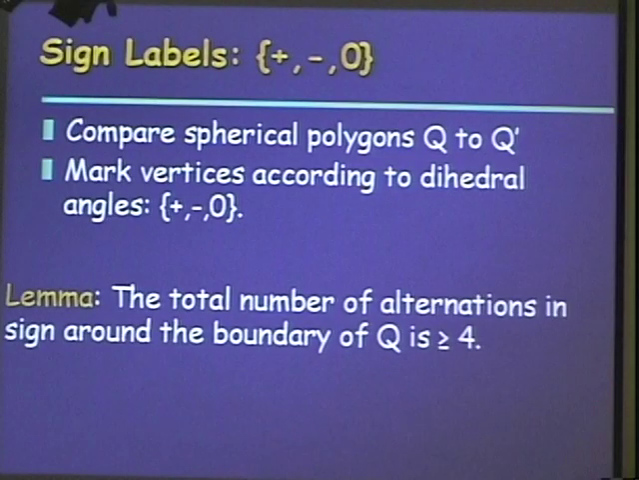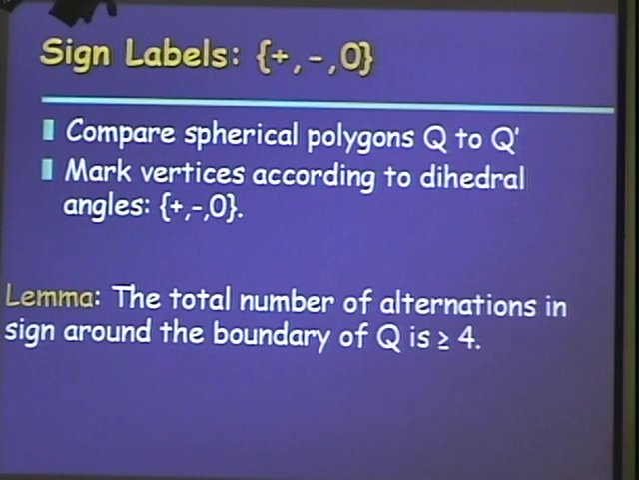And now we're going to compare these two spherical polygons, which are called Q and Q prime, and mark the vertices, which, remember, the interior angles of the spherical polygon correspond to dihedral angles. Mark those vertices as plus, minus, or 0 if they're larger in Q than in Q prime, or smaller, or exactly the same. And around these two spherical polygons that we're assuming for contradiction, there has to be some pluses or minuses, not all zeros, because they do, in fact, differ.